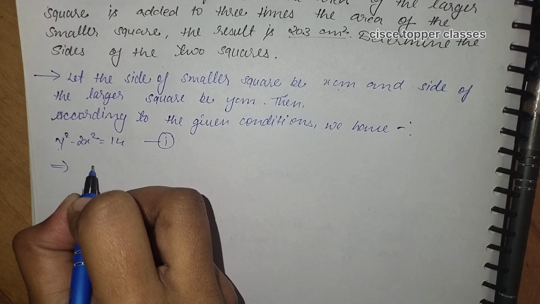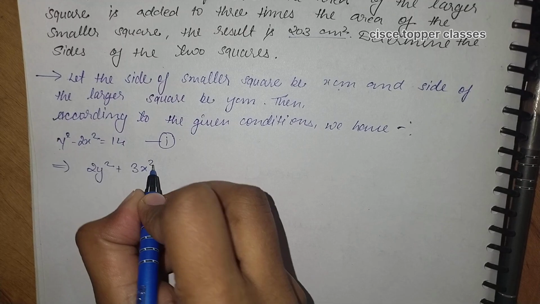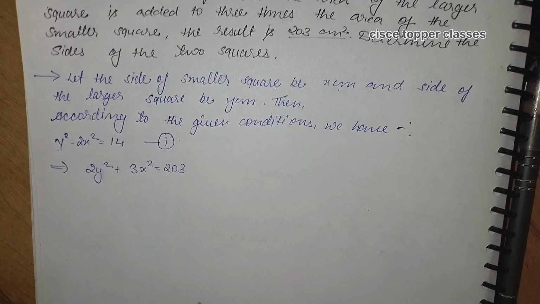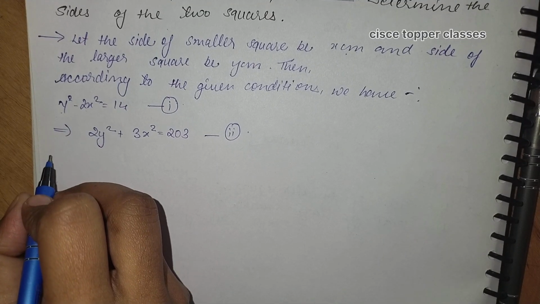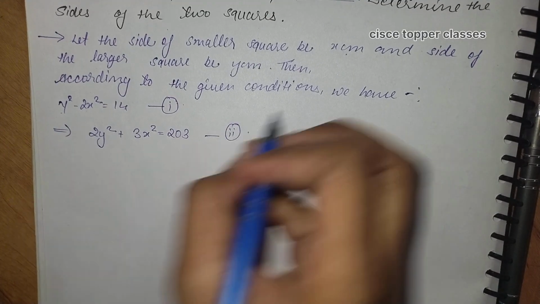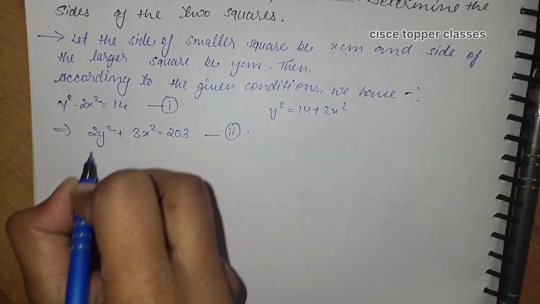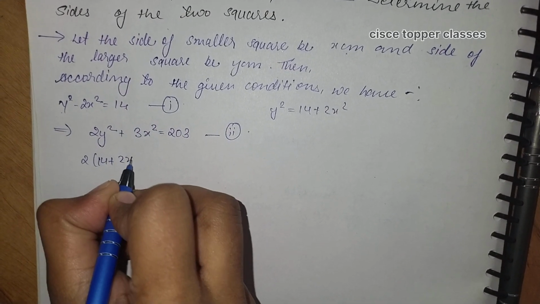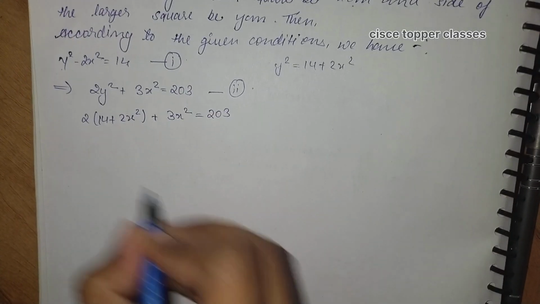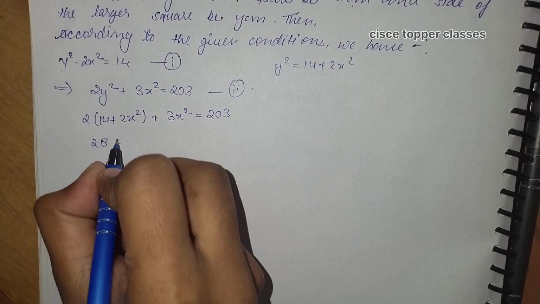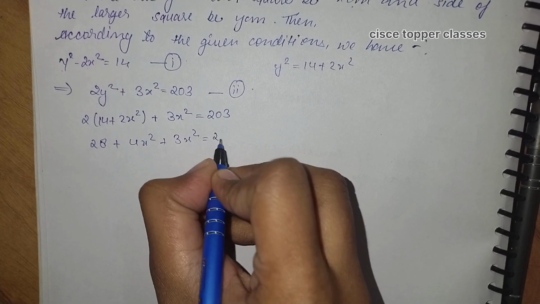So that is twice the area of the larger square plus thrice the area of the smaller square is equal to 203 centimeter square. So this is the second equation here if we write. So on solving this, we have to determine the sides of the two squares. So we can write y square from the first equation as 14 plus 2x square. Putting it here, that is 2 times (14 plus 2x square) plus 3x square is equal to 203. So this will become 28 plus 4x square plus 3x square equal to 203.